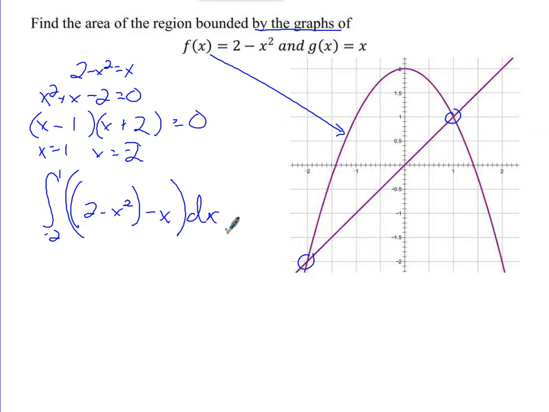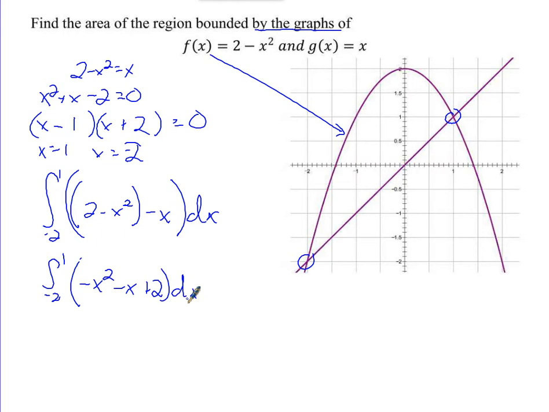Now what? I would simplify first. Integral from -2 to +1 of -x squared minus x plus 2 dx. So now I can integrate.